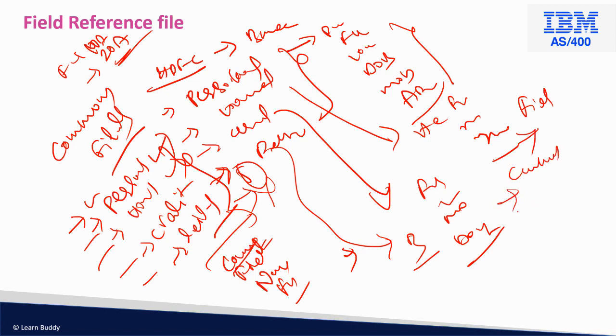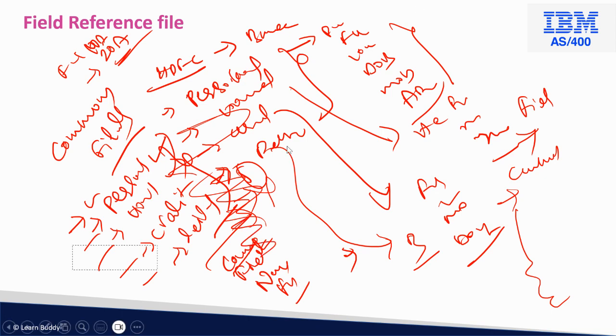So in a real time scenario, the field reference file will have only the common fields, which can be used multiple times in your application. So whenever changes are required, instead of changing that field in multiple files, just go and change it in the field reference file. Okay, so that is the use of the field reference file. So we'll just do the demo on this field reference file.